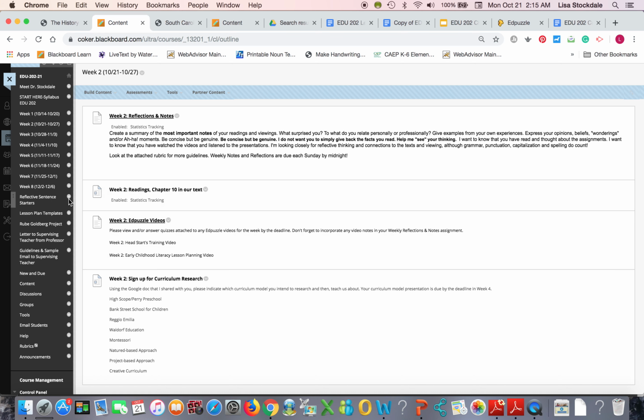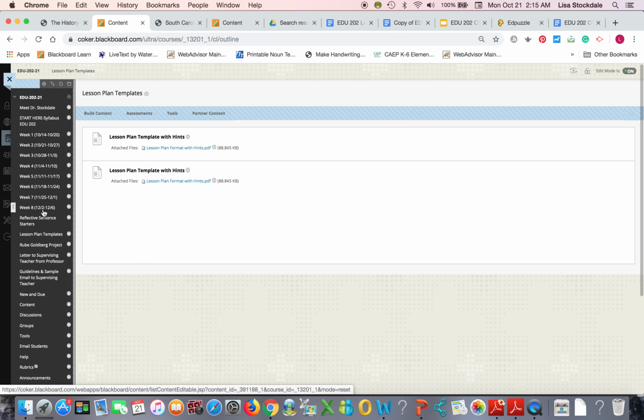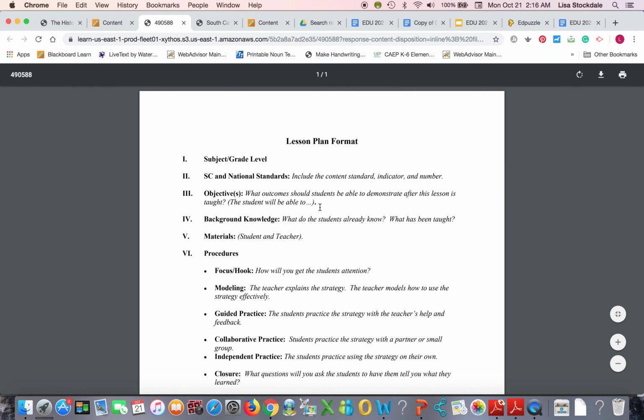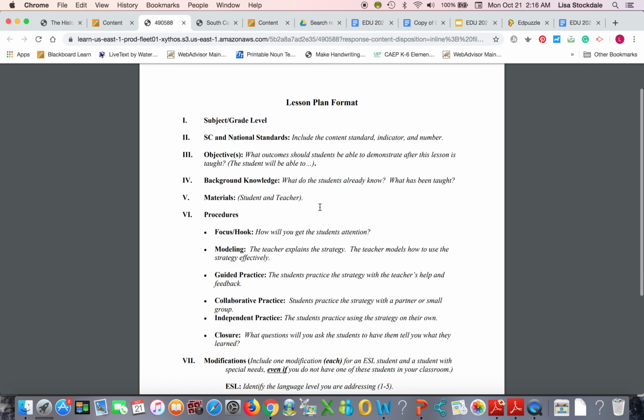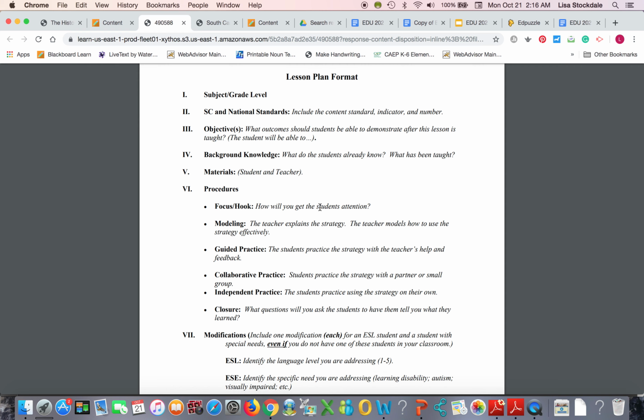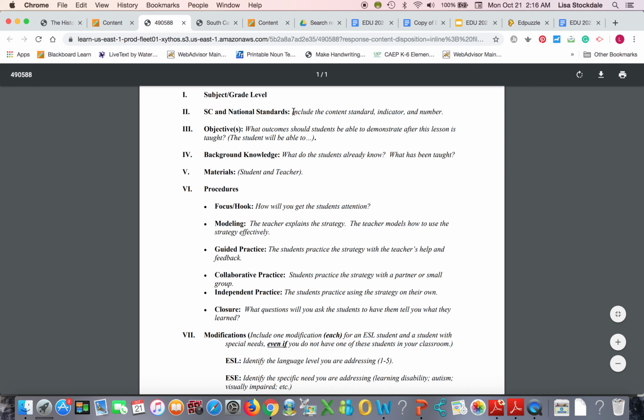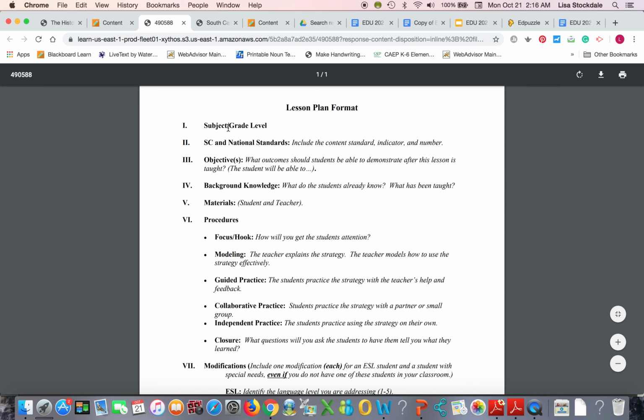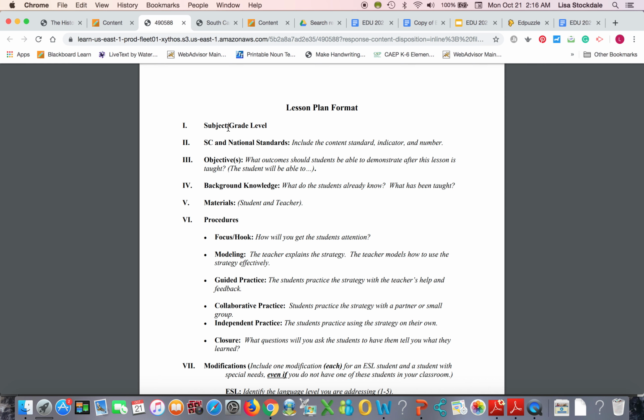In fact, if you go over here to lesson plan templates, you should be able to click on that and then click on the lesson plan format with hints. You'll notice that you're going to need to run this off, and when you type it up, you do not include what it says in italics. So your subject is going to be English language arts, or it may be play, or it could be gross motor, fine motor.